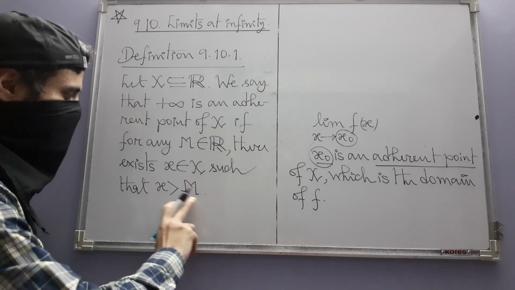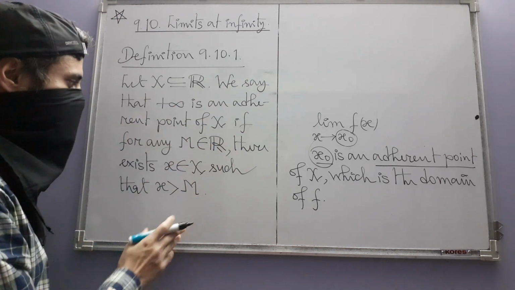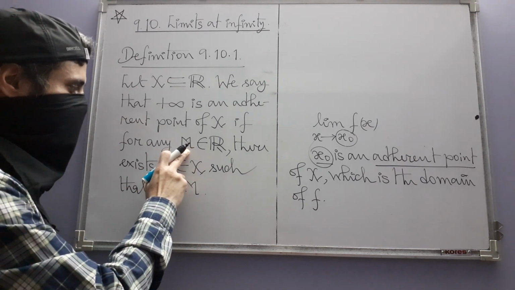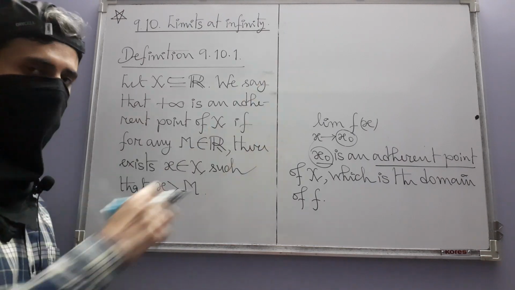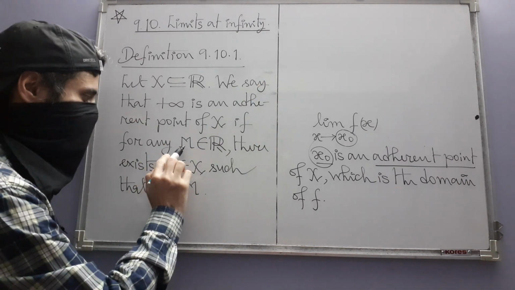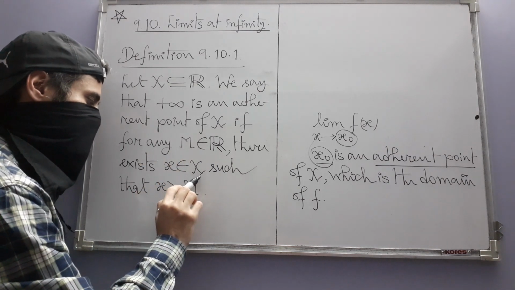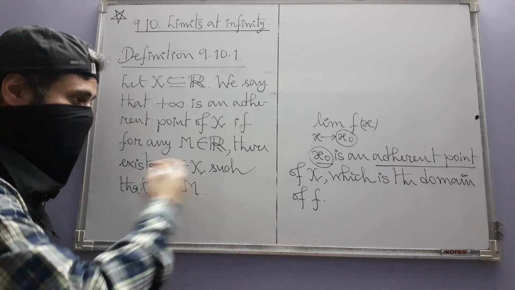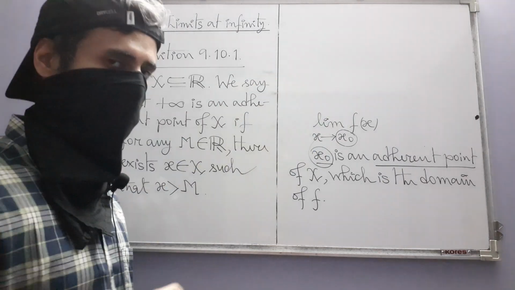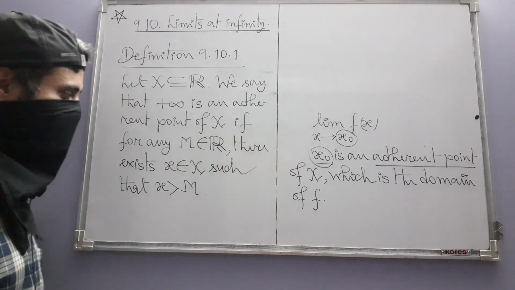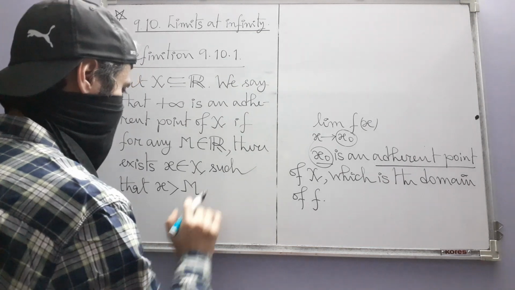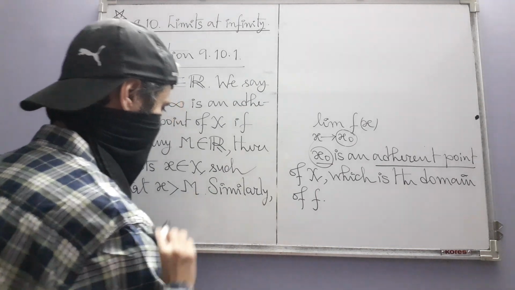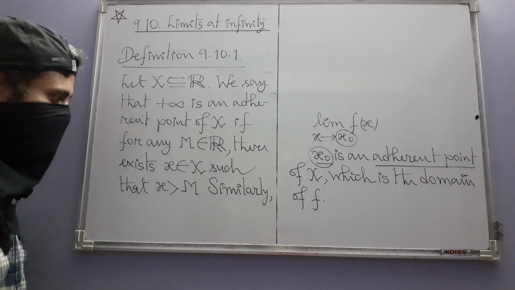So putting it more simply, this condition just tells us that no matter what m we choose, and in fact our tendency is towards choosing larger and larger m, no matter how large m is, X still has a larger point in it. So X is unbounded in that sense towards that side, towards the positive side of the real axis. Similarly, and when that happens, we say that plus infinity is an adherent point of X.